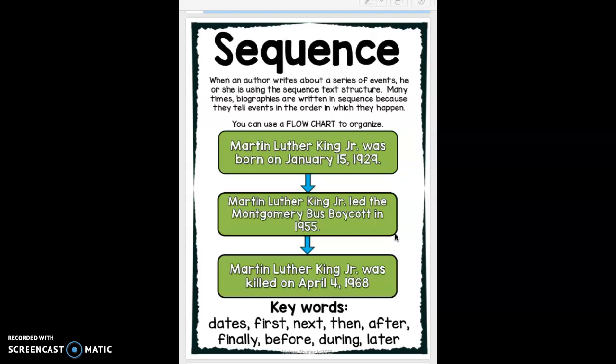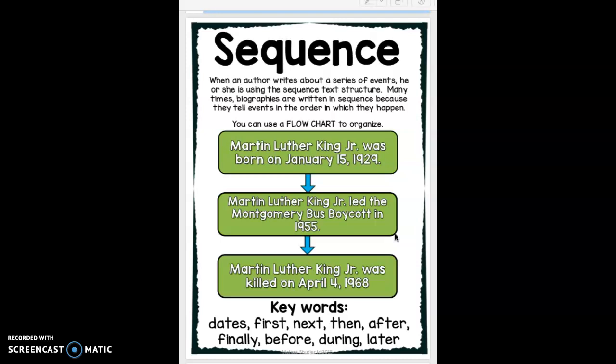Some words that help you identify if it is a text structure using sequence as its focus are things like dates, first, next, then, after, finally, before, during, or later. So giving you periods of time and showing how things could go in order. That is going to be the text structure called sequence.